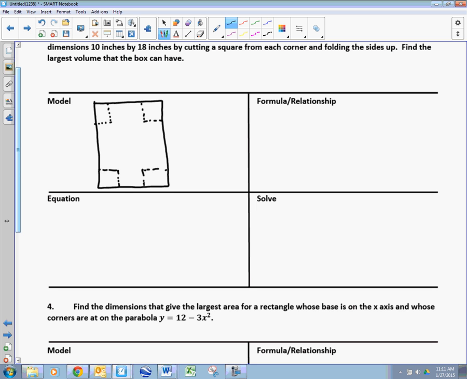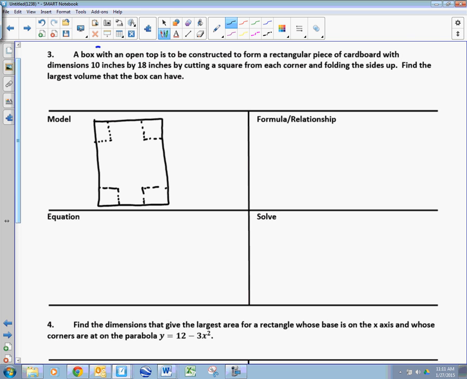Okay, here we go. We have a rectangular piece of cardboard. Measures 10 by 18. What we're going to do is cut corners on it, and then fold up the sides to make a box that has an open top. So these dotted areas will be discarded. We're going to fold along the red lines here, and flip the side up, okay? Flip the side up, flip the side up.